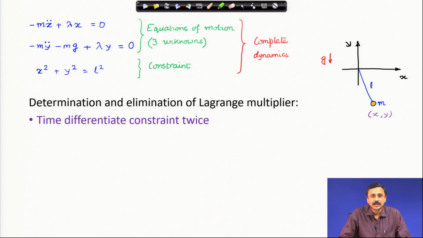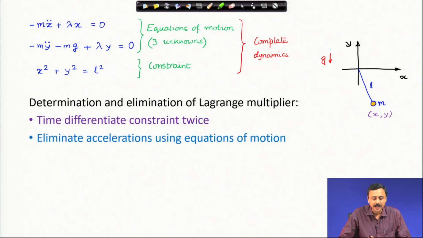The steps involved are as follows. We time differentiate the constraint. We will time differentiate the constraint 2 times. Why? So that we have x double dot and y double dot. Using those 2 differential equations of motion, we will eliminate the accelerations and solve for the Lagrange multipliers.